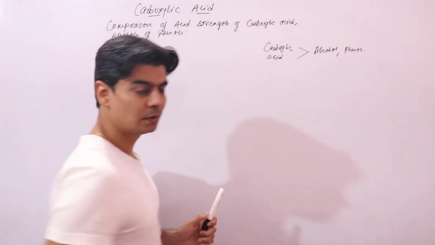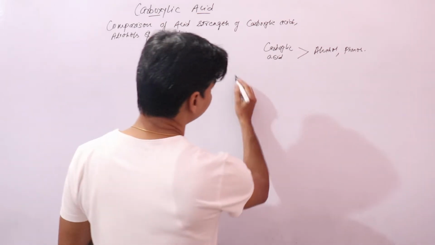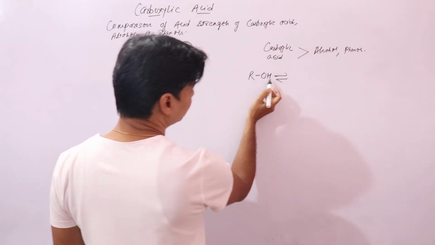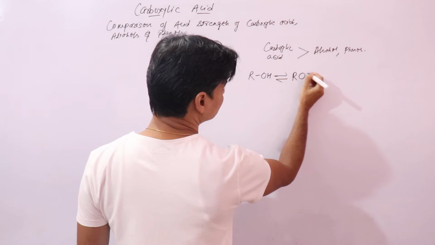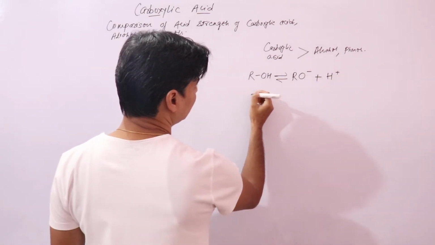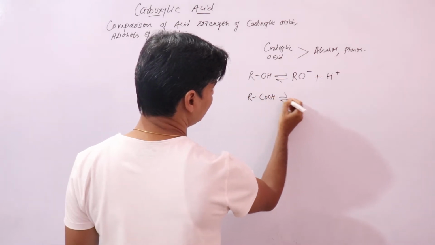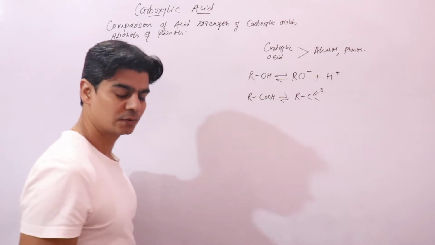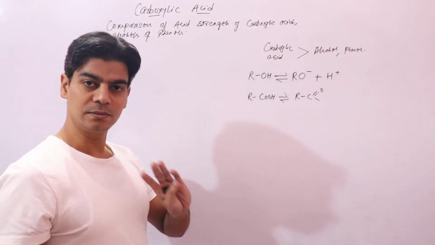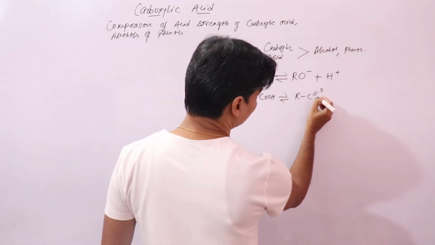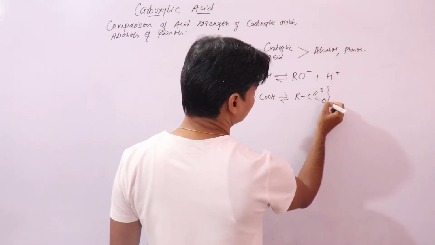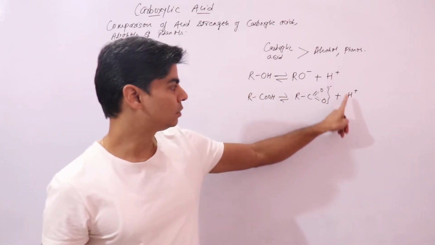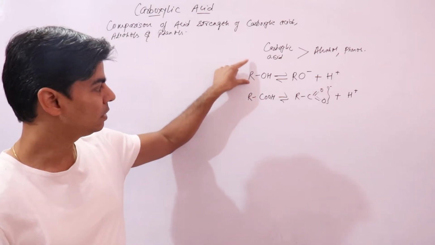Let's first compare the acidic strength of carboxylic acid and alcohols. We know the alcohol generic formula is this. It will ionize to form this alkoxide ion plus hydrogen ions. And if you take carboxylic acid, it will form its resonance structure. If you remember when we did the structure of carboxylate ion, we said that carboxylate ion is in resonance. It has a negative charge plus your hydrogen ions. Both are releasing hydrogen ions, but we say carboxylic acid is more acidic than alcohols.